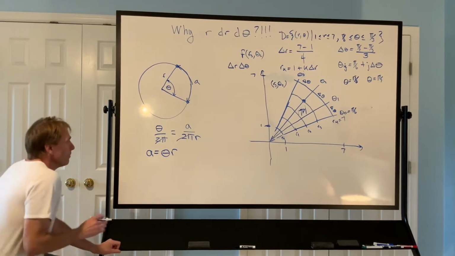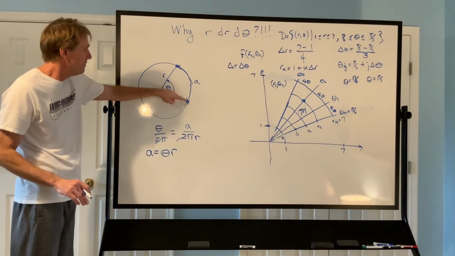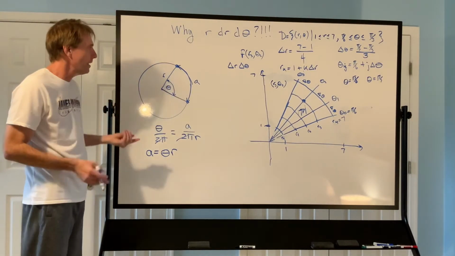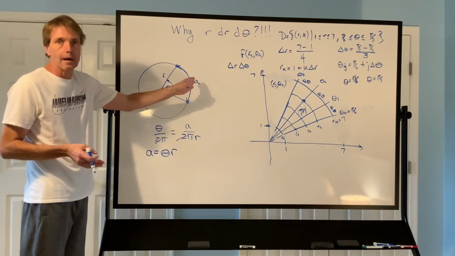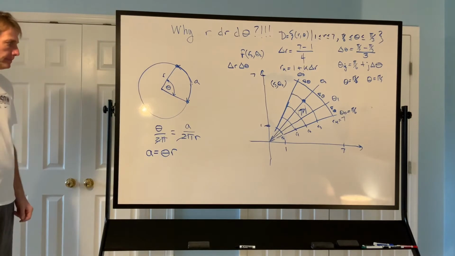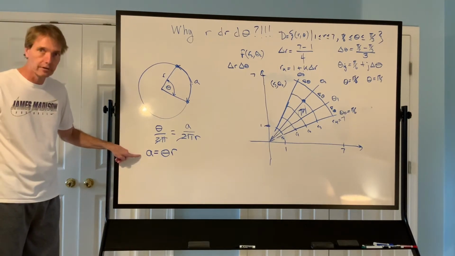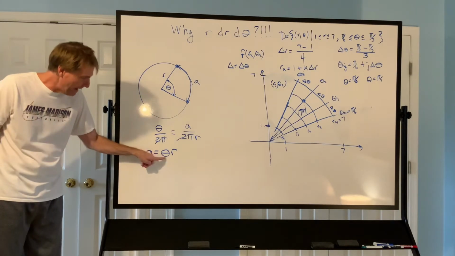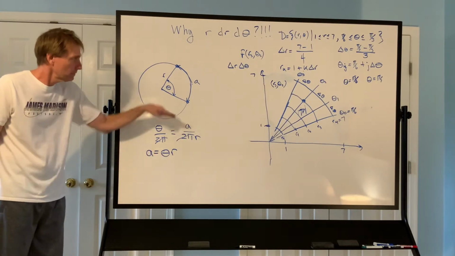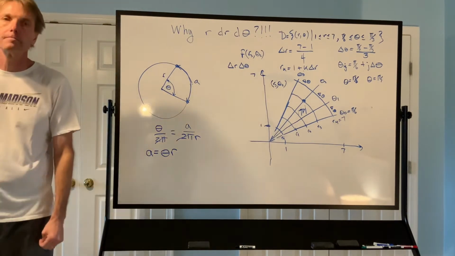So, for example, if this was 7 and this was pi over 4, then with a good calculator, you'd be able to figure out that 7 times pi over 4 would be the length of that arc. So the length of an arc is equal to the angular measure here times the radius.